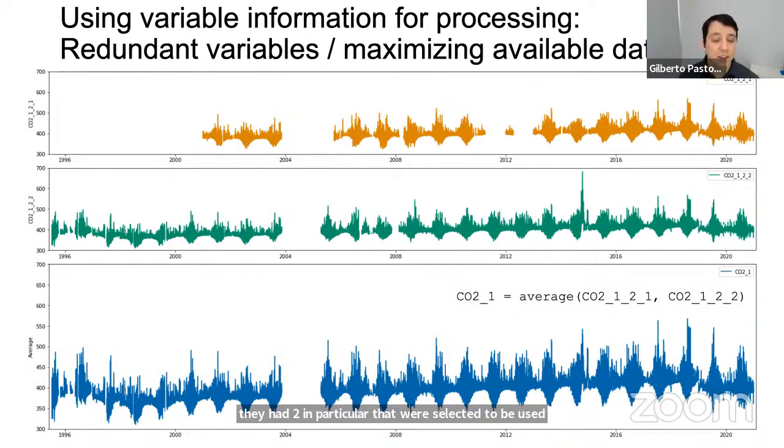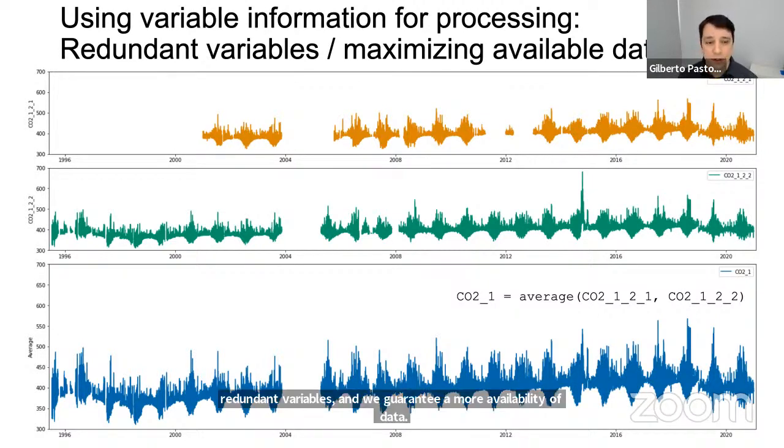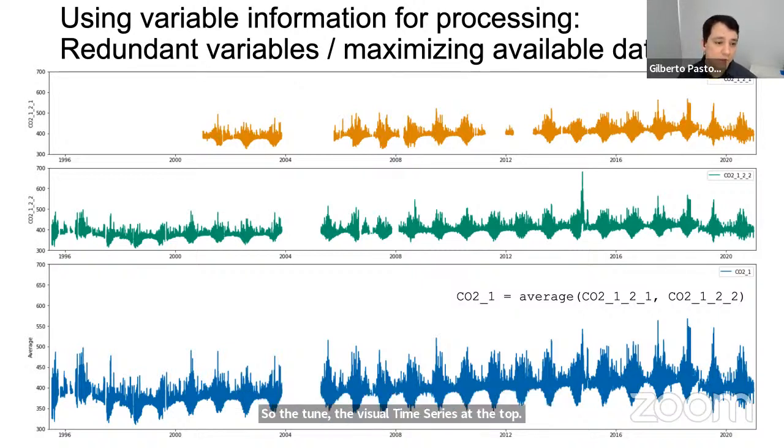And one of the things that we can see here is that by using this combination of sensors, we have these redundant variables and we guarantee more availability of data. So the 2 individual time series at the top, they both have gaps, but the only big gap that ends up remaining in the aggregated variable is the gap that is across both variables. All of the other smaller gaps disappear because we're able to use these redundant variables.